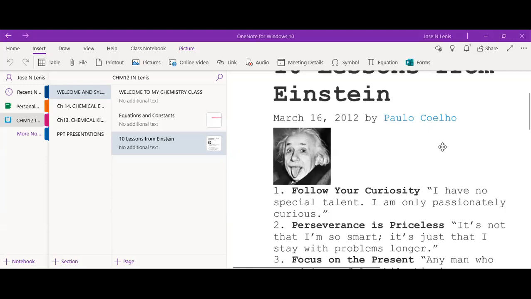Let's start our section today with another quote from Albert Einstein. Number 2, perseverance is priceless. He said, it's not that I am so smart, it's just that I stay with problems longer. That statement has a lot of truth. In science, we face problems all the time.